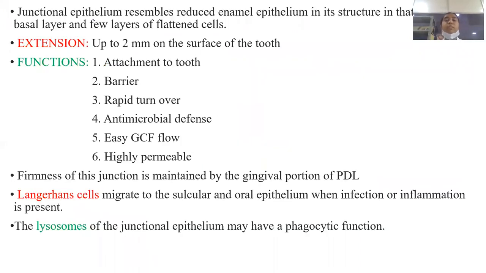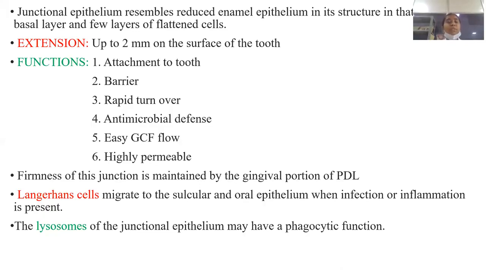Junctional epithelium resembles reduced enamel epithelium in its structure in that it has a basal layer and a few layers of flattened cells. It extends up to 2 mm on the surface of the tooth. What are the functions it performs? It attaches to the tooth, acts as a barrier, shows rapid turnover, provides antimicrobial defense, allows easy GCF flow, and is highly permeable. The turnover we already saw in part 1 of the oral mucous membrane video.